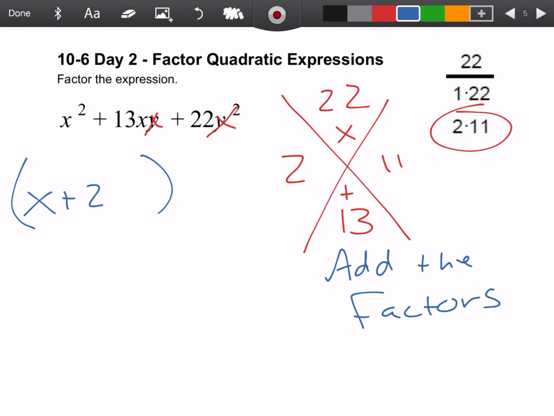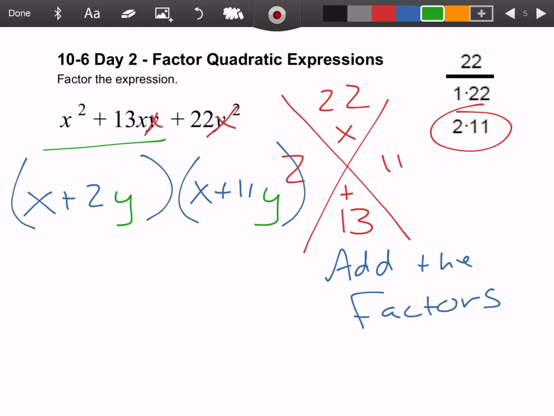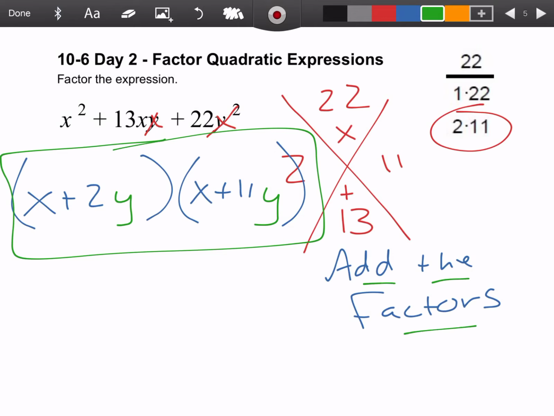So here we would have x plus 2, leave a space. x plus 11, leave a space. And then you're adding in your y's afterwards. So I just wanted to make sure that we're not always going to find out a larger factor is negative or a larger factor is positive. Sometimes we're just adding the factors together. That's all we're doing. Okay, I just wanted to make sure that we weren't getting into bad habits there.